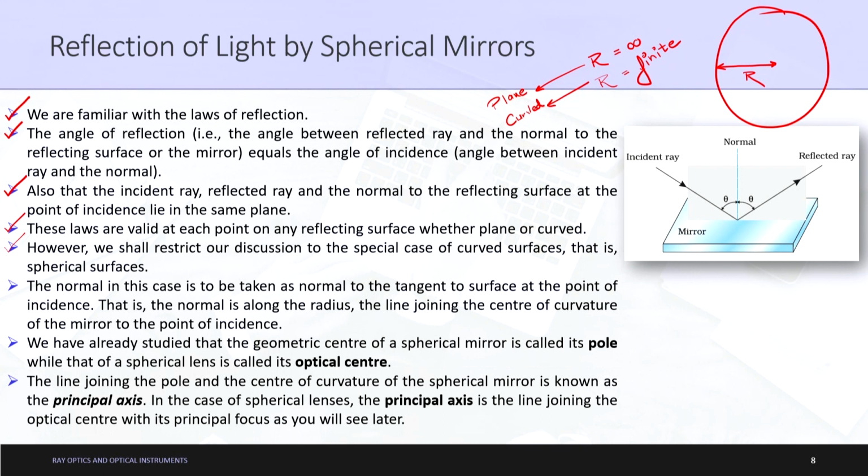The normal in this case is to be taken as normal to the tangent to the surface at the point of incidence. What are we trying to understand here? Let me try to explain. Let us suppose this is the spherical mirror being talked about here, and we are talking about this point. First of all, we make a tangent at this portion. Let us suppose this is the tangent.